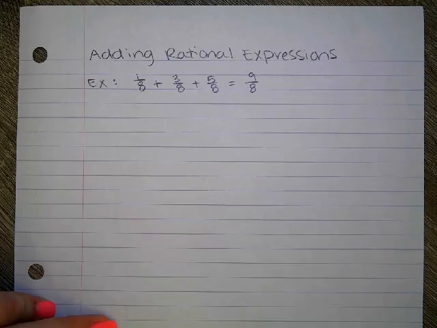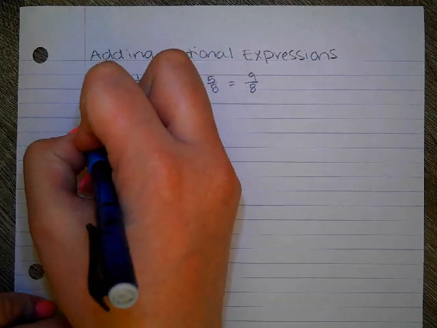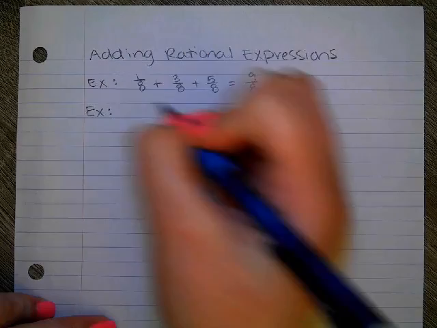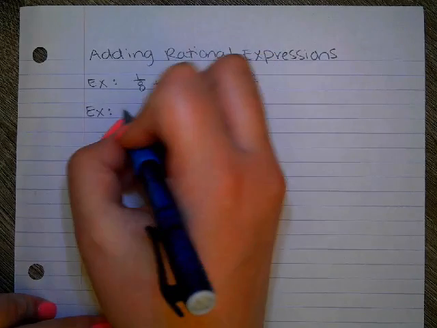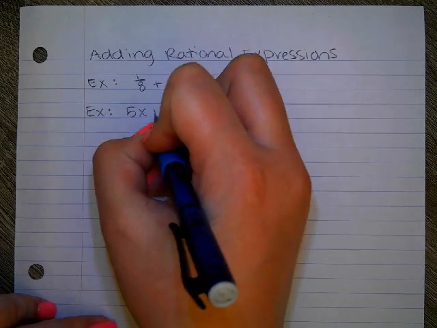It's exactly the same with rational expressions. If you have a common denominator, you keep that common denominator in the problem, and then you just add your numerators together. And then there's a final step where you simplify your answer, which is something we're going to do repeatedly in this unit.